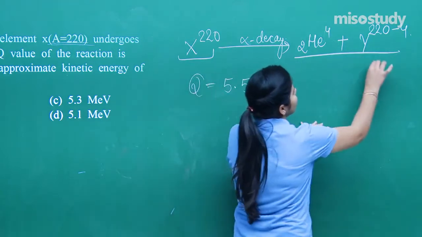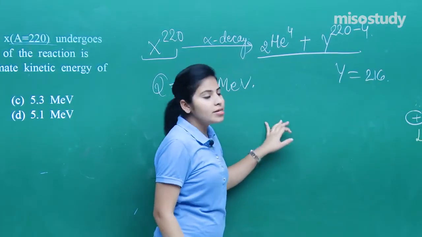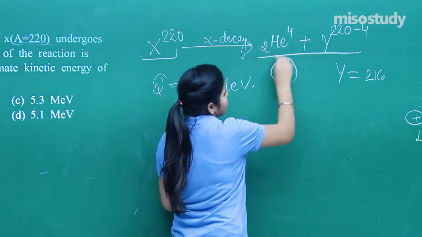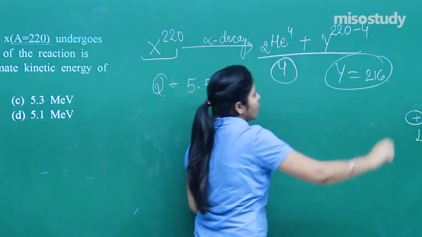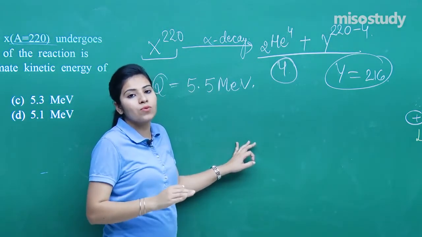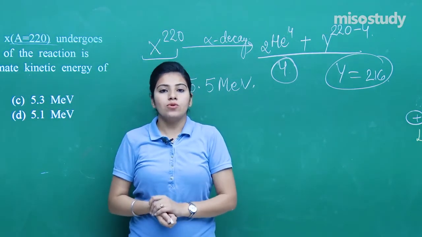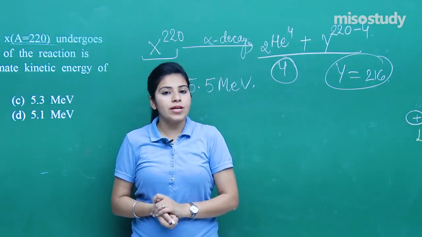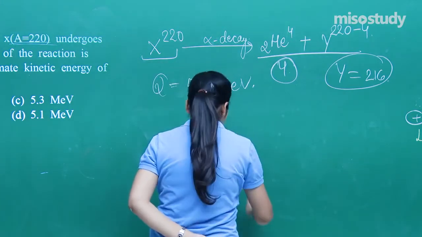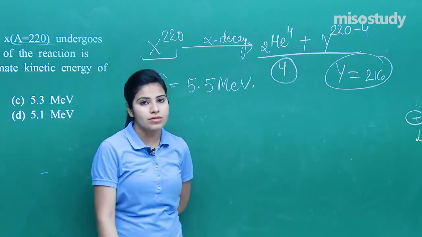Its mass number will be 216 and the alpha particle's mass number is 4. So here we are going to multiply it with the Q value. If we multiply them, what will we get? Okay, let me tell you another alternate solution for that.